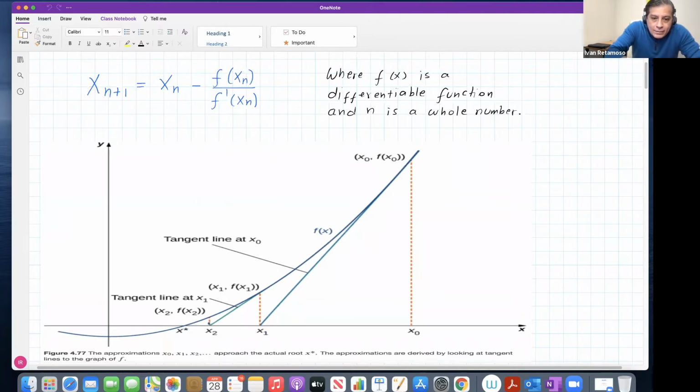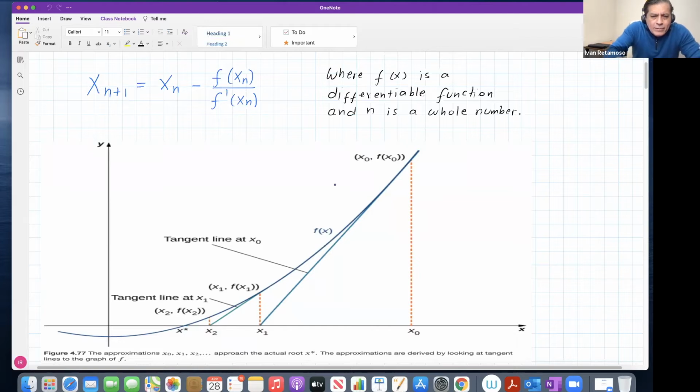And he said, if you continue doing this, another perpendicular, another tangent line, the next tangent line probably will be very, very close to x star. And if you continue doing that, you're going to be so close to x star that it will not make sense to repeat the process again. At that point, you stop. So this is the idea behind this formula.